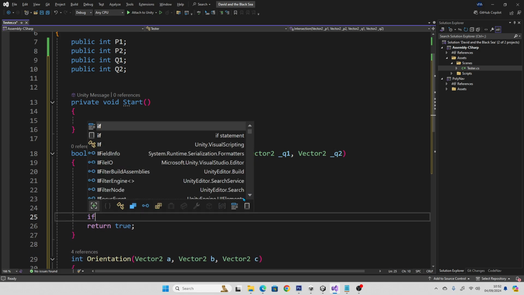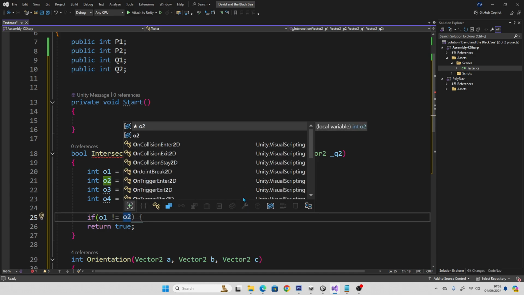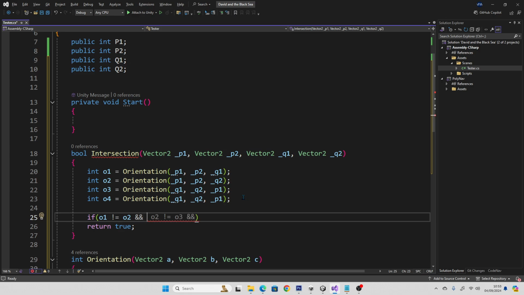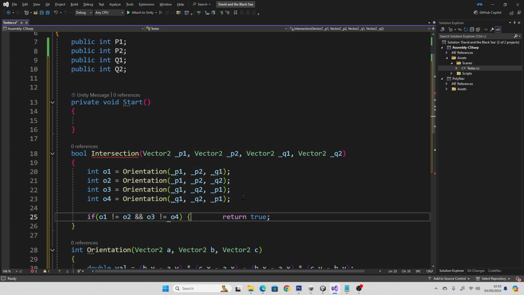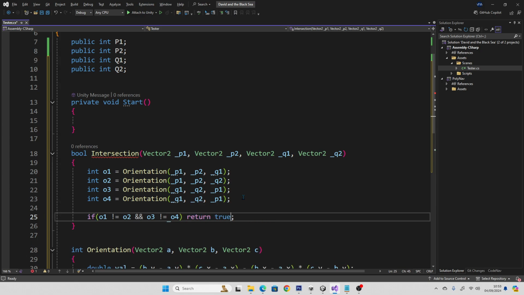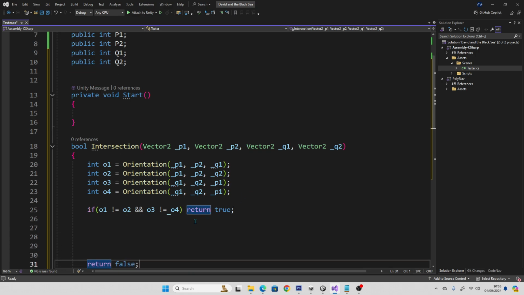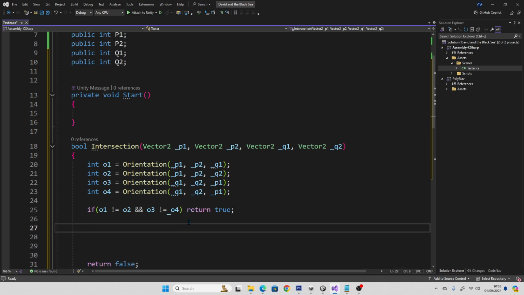So remember, normally on a normal intersection, I want to know if O1 is not equal to O2 and O3 is not equal to O4. So if that happens, then we can return true. Now, let's just drop that guy in there. If those are false, then it means it's not intersecting.